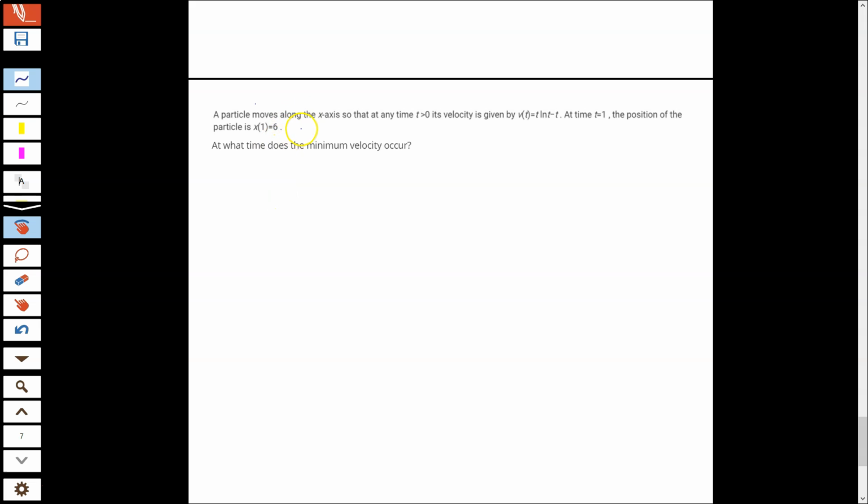So this one, we have a particle moving along the x-axis. Its velocity is v of t. V of t is t ln t, so t times the natural log of t, minus t, and then it tells us this nonsense that we don't really need. At what time does the minimum velocity occur? So we want v prime of t to be equal to 0, and we want the sign to be going from negative to positive at a minimum.